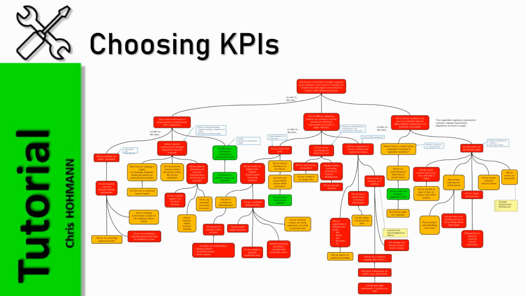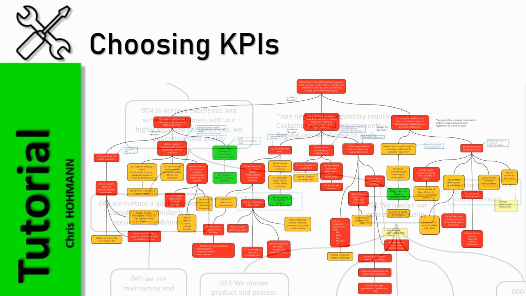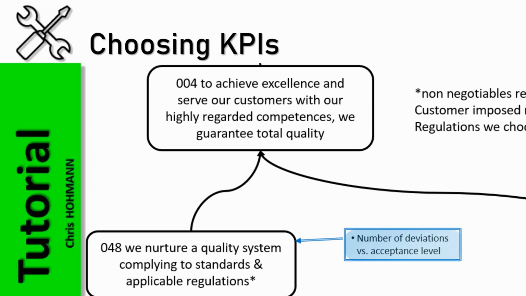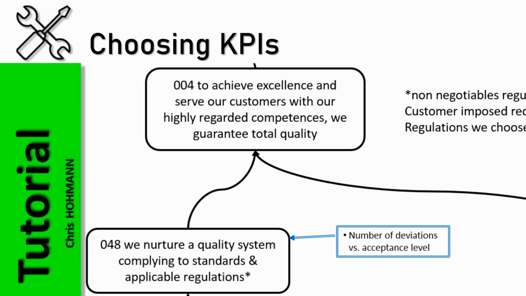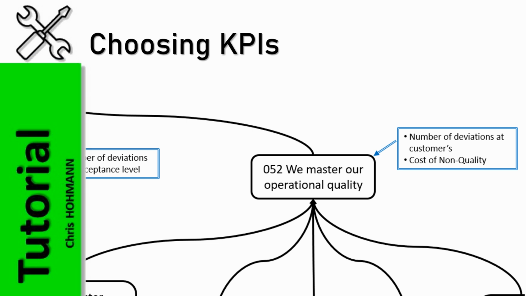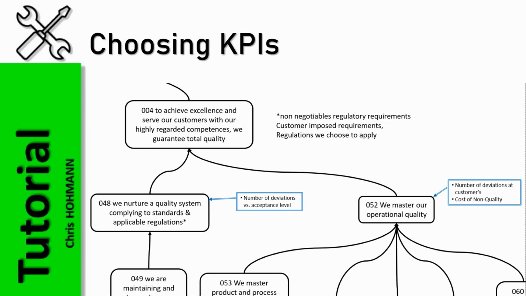Now, as I said, the colors are fine for visual indication, but top management wants to see progress, ideally through KPIs. Well, for entity 48, the selected KPI is the number of deviations found towards standards and regulations versus acceptance level. For entity 52, there is an absolute number of deviations found at the customer's premises and the cost of non-quality. Together, those 3 KPIs will give a sense of progress for the critical success factor number 4, according to the figures when reviewed.